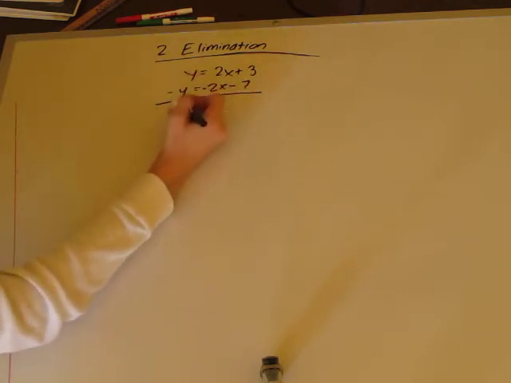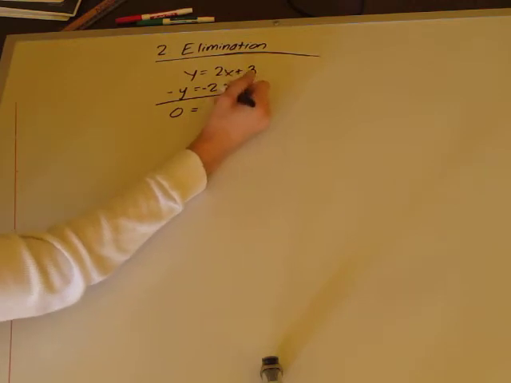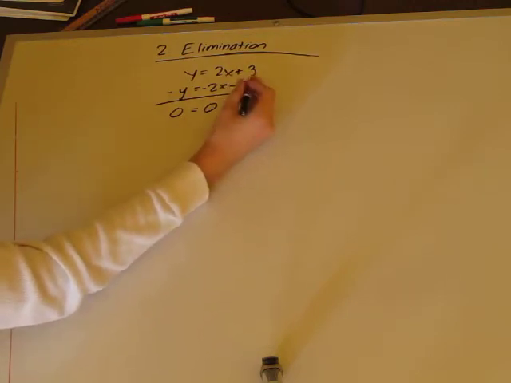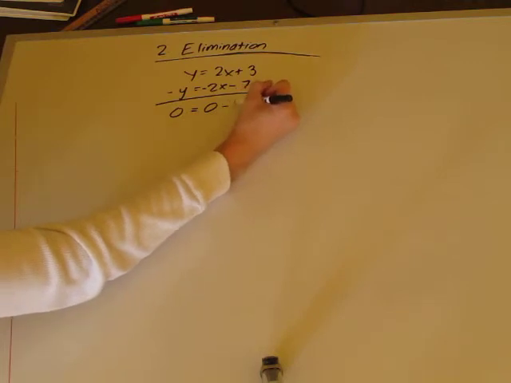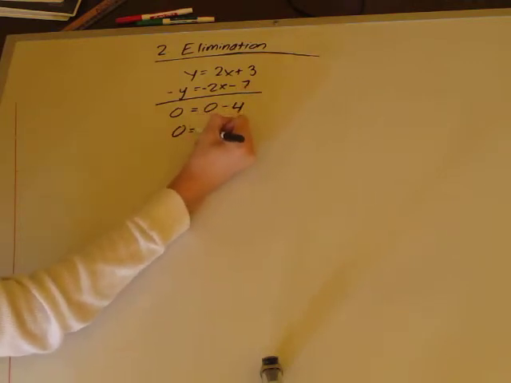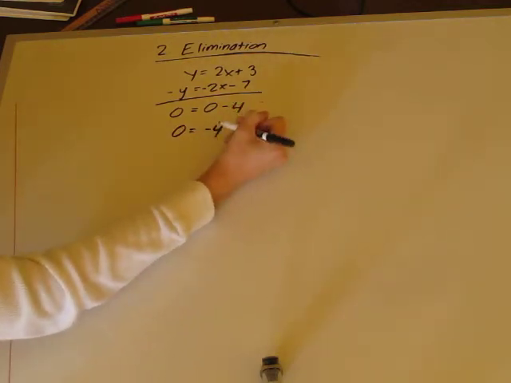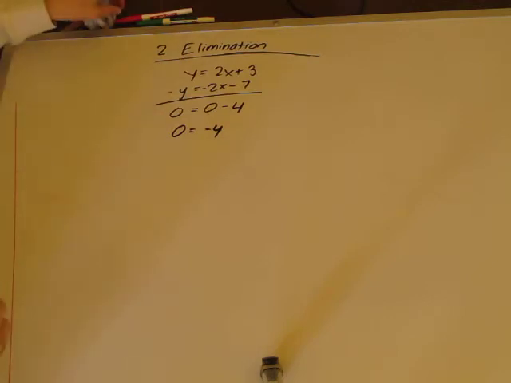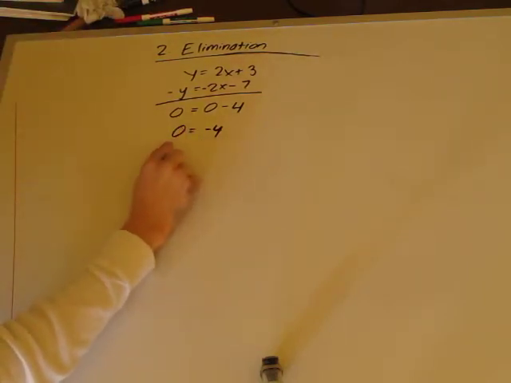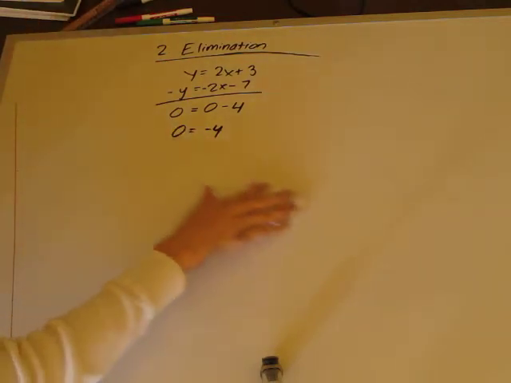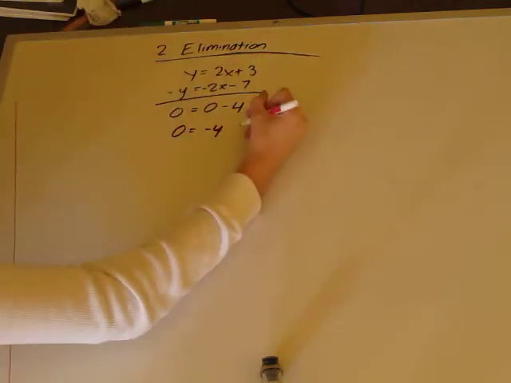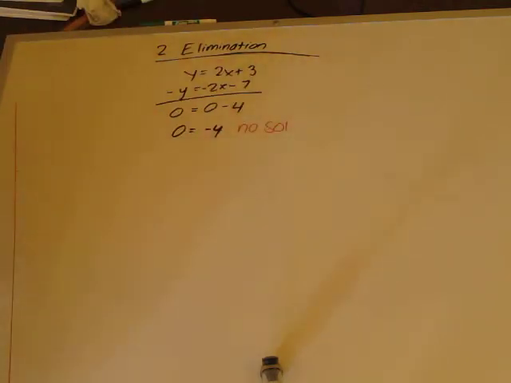Now we can add. y minus y is 0. 2x minus 2x is 0. 3 minus 7 is negative 4. So we have 0 equals negative 4. That doesn't make sense, right? Well, that's what happens when you have two linear equations that are parallel. You're going to get some number equals a different number. And that means that they're parallel, they're never going to intersect, and there's no solution. So we can write no solution.